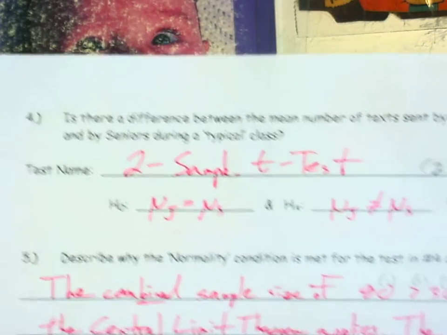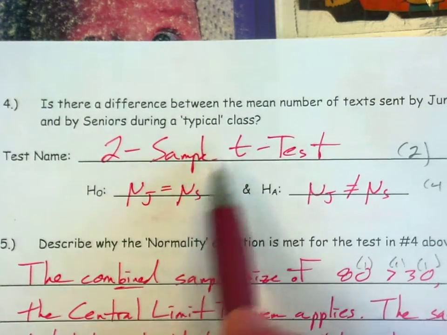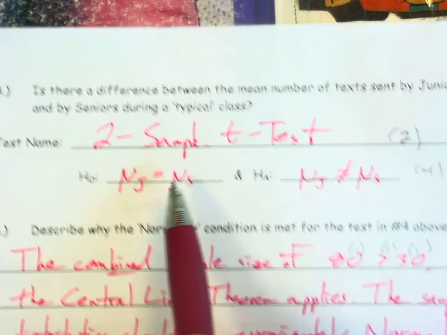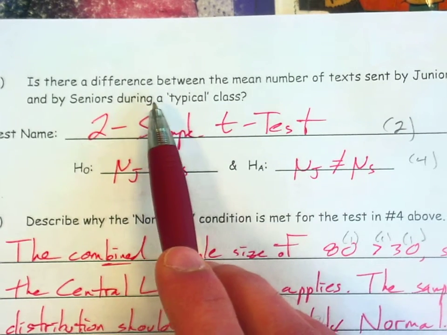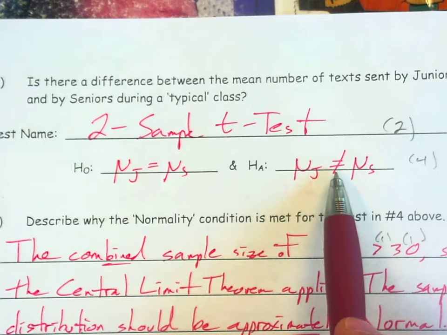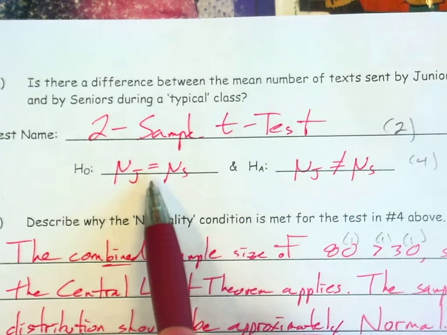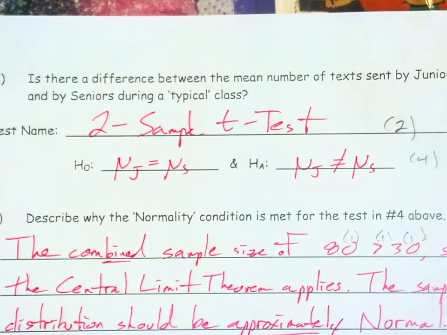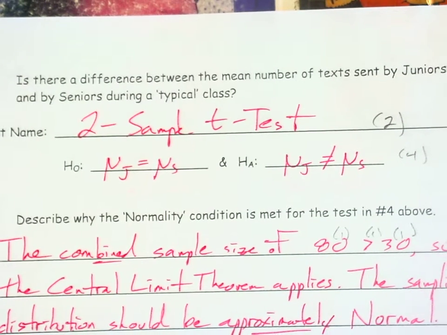So question number 4 is about a two-sample t-test. Two samples, it's a t-test because we're dealing with means. So this is a difference question. So the alternative hypothesis is the not equal to hypothesis. Null is always the equal to hypothesis. Probably the most common thing that was missed was on question number 5, when you're working with means.